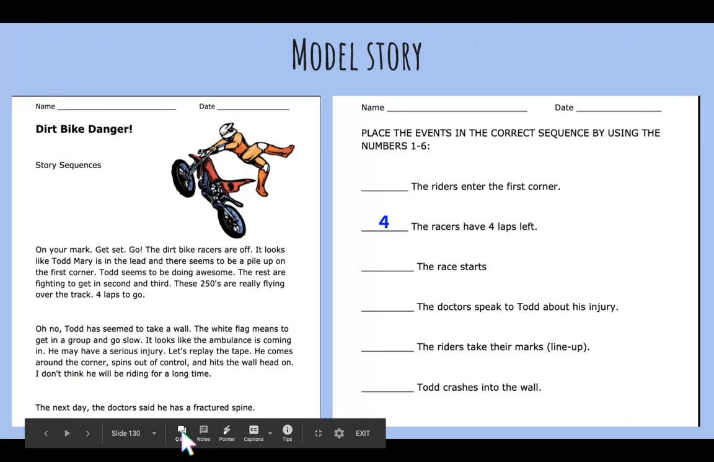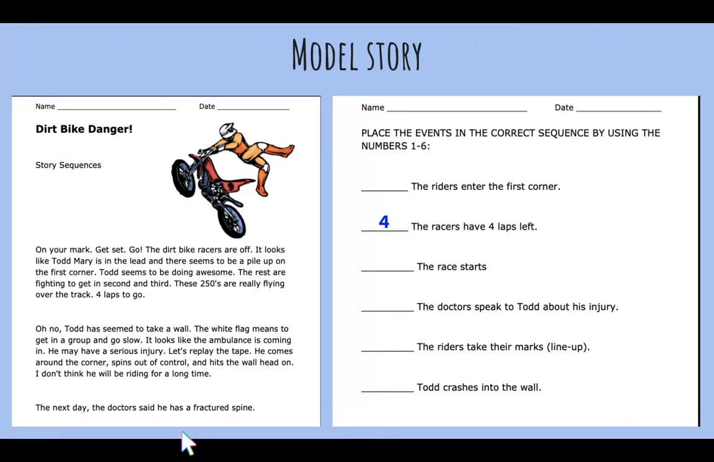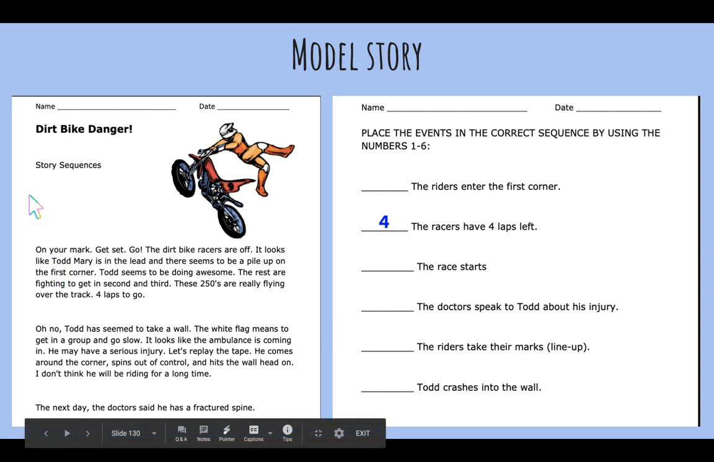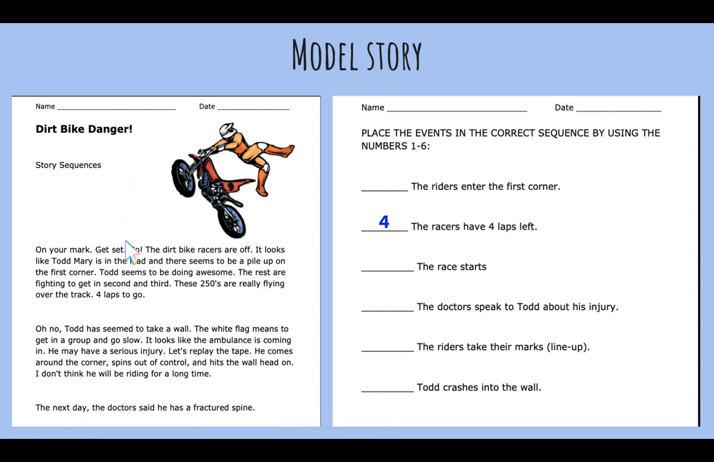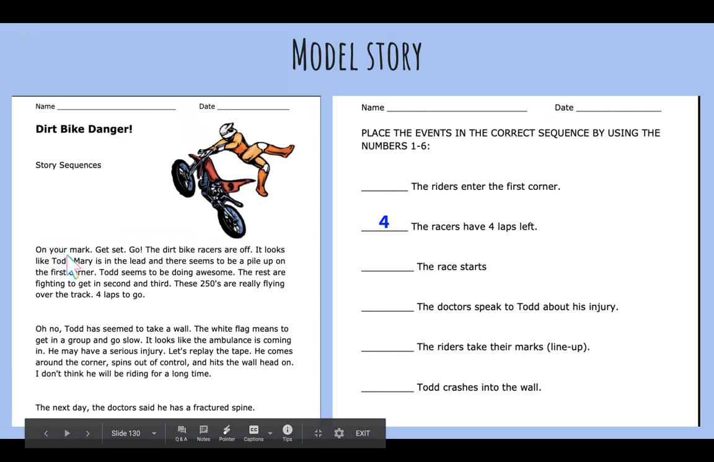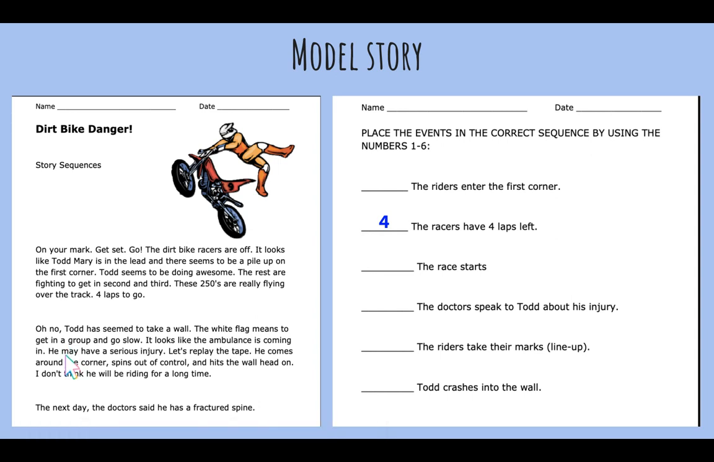All right, so here is our model story for today. We are going to be reading a story, Dirt Bike Danger. And this is also going to deal with our sequencing. So I'm going to read this story. It's very short, as you can see, just two little paragraphs, and I want you to just listen and follow, or you can read with me, but most importantly, just listen.